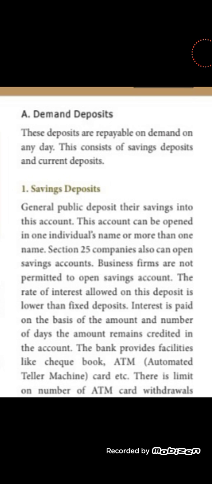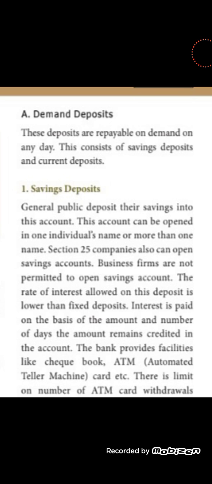The rate of interest allowed on these deposits is comparatively lower than on fixed deposit accounts. Here also, interest is paid on the basis of the amount and the number of days the amount remains credited in the account. The bank pays interest according to how much money we keep. That is the savings bank account. And the bank provides various facilities like a cheque book and ATM.